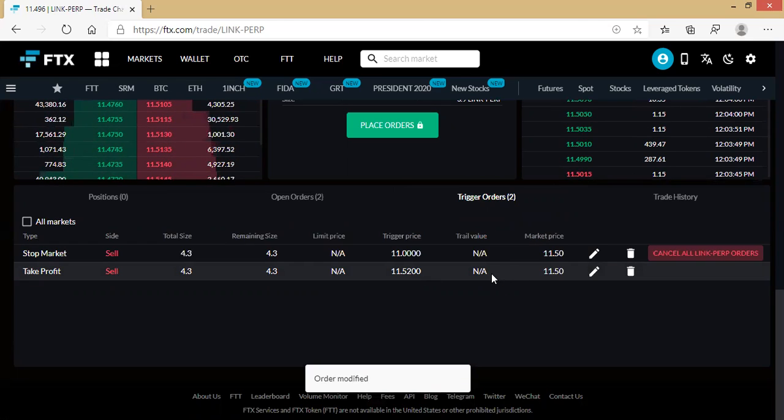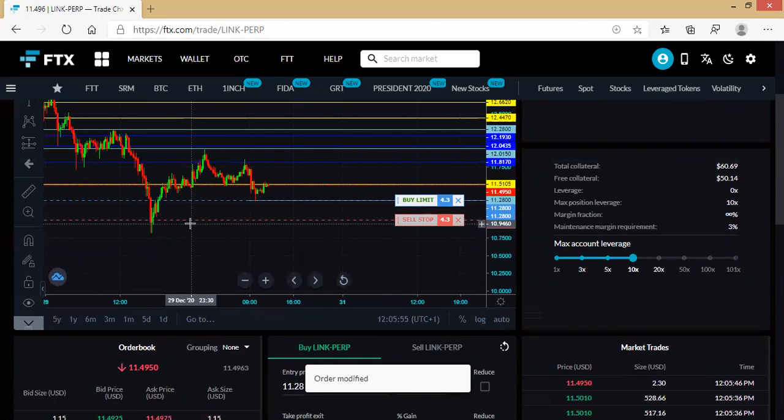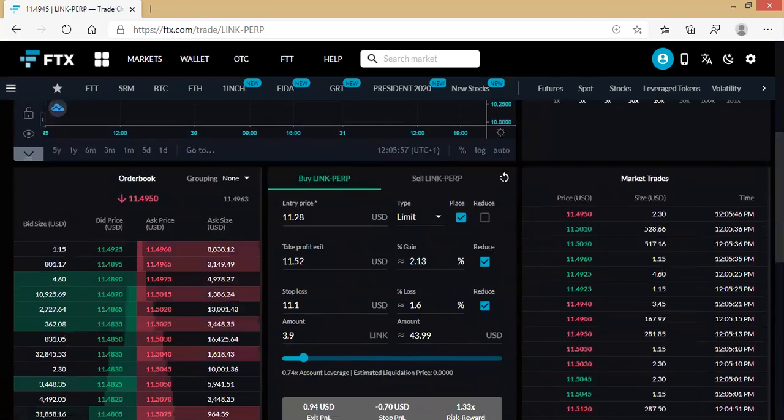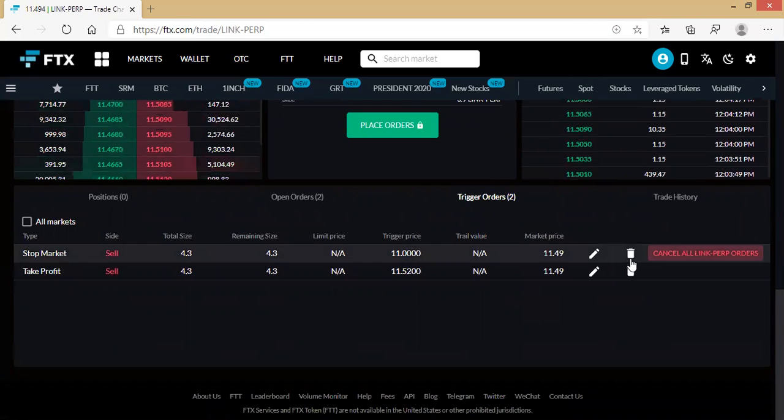Okay, it has been modified. If you check here now, you see it went lower again, so it's been modified. Okay, and then another thing is, let's say I want to cancel it. I don't want the stop loss to be there again. I could just click on this trash can here, then it will delete it for me.